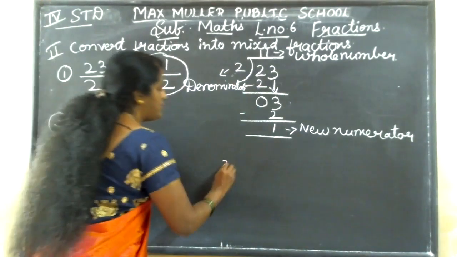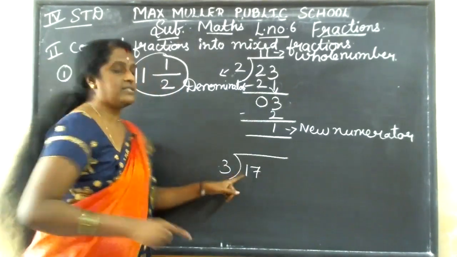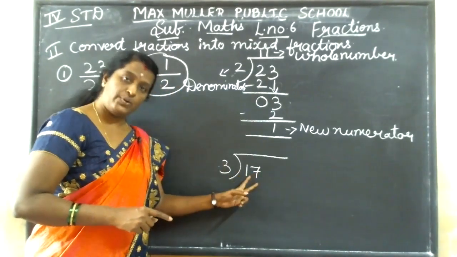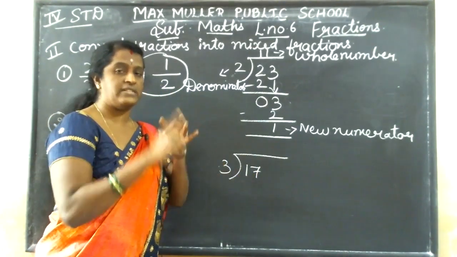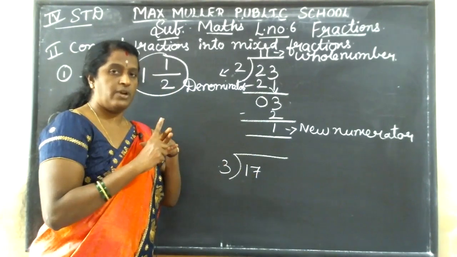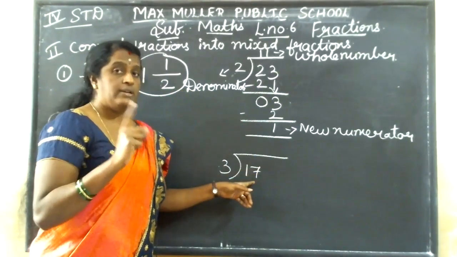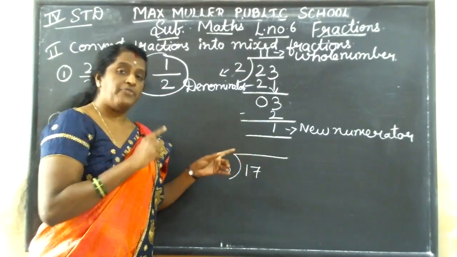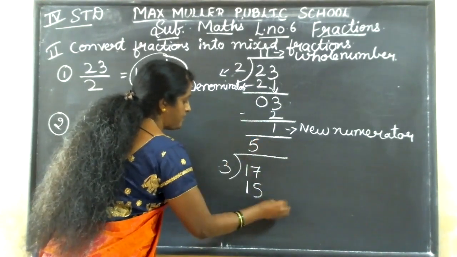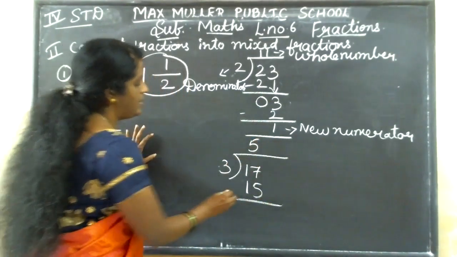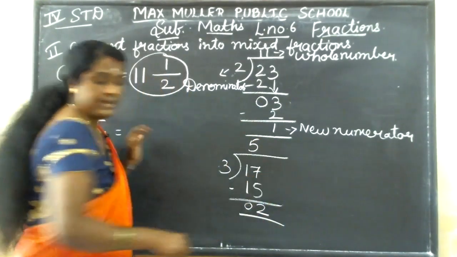So, you should divide 17 by 3. 3 ones are 3, I can't stop there, this is greater, this is lesser. So I'll take 2 numbers. 3 ones are 3, 3 twos are 6, 3 threes are 9, 3 fours are 12, 3 fives are 15, 3 sixes are 18. No, here 17 is there. So, 3 fives are 15. 17 minus 15, 2. There is no number to bring down.